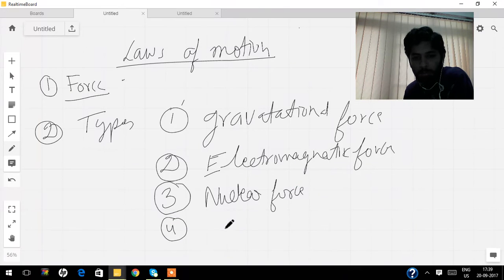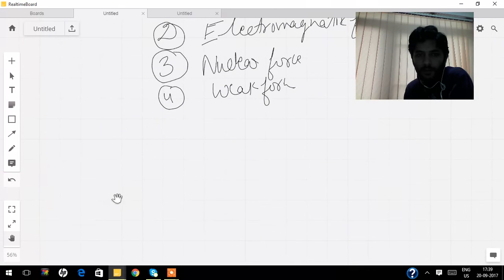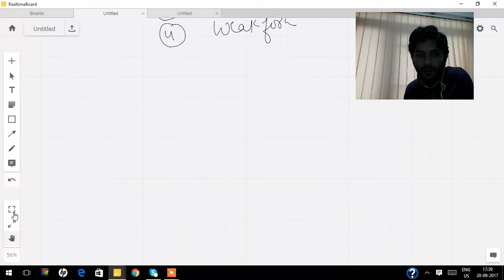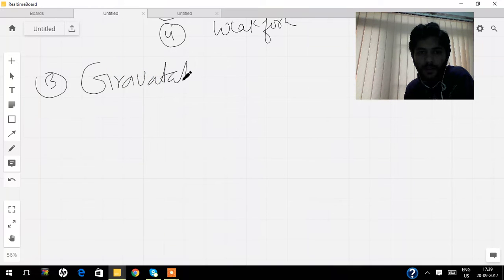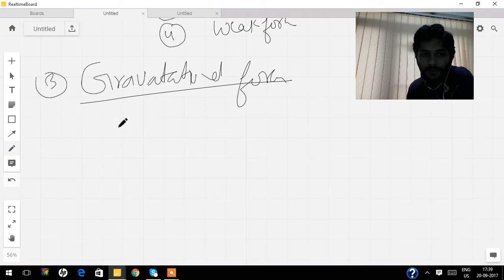And the fourth one is the weak force. Now we will discuss all of them one by one. So let us take first our gravitational force. What is a gravitational force? Gravitational force is something which acts between two bodies having mass.